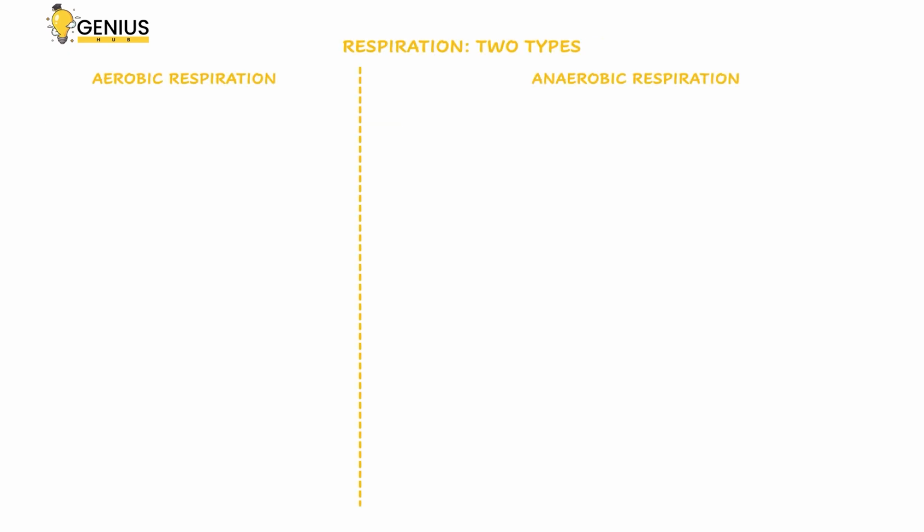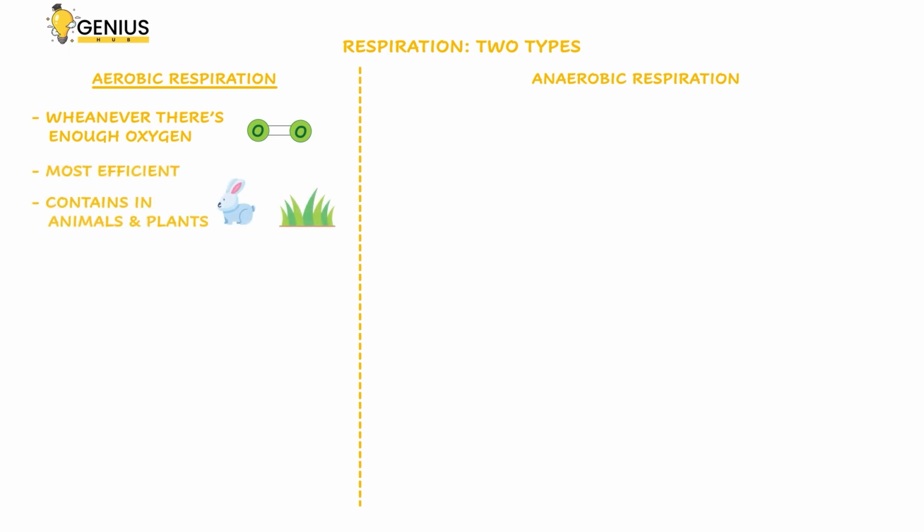Now, back to respiration, there are 2 kinds you should know: aerobic respiration and anaerobic respiration. Aerobic respiration is more common and takes place when there's enough oxygen. That's a crucial detail. It's the most efficient way to release energy from glucose, and it happens all the time in both plants and animals. It specifically occurs in cell structures called mitochondria.